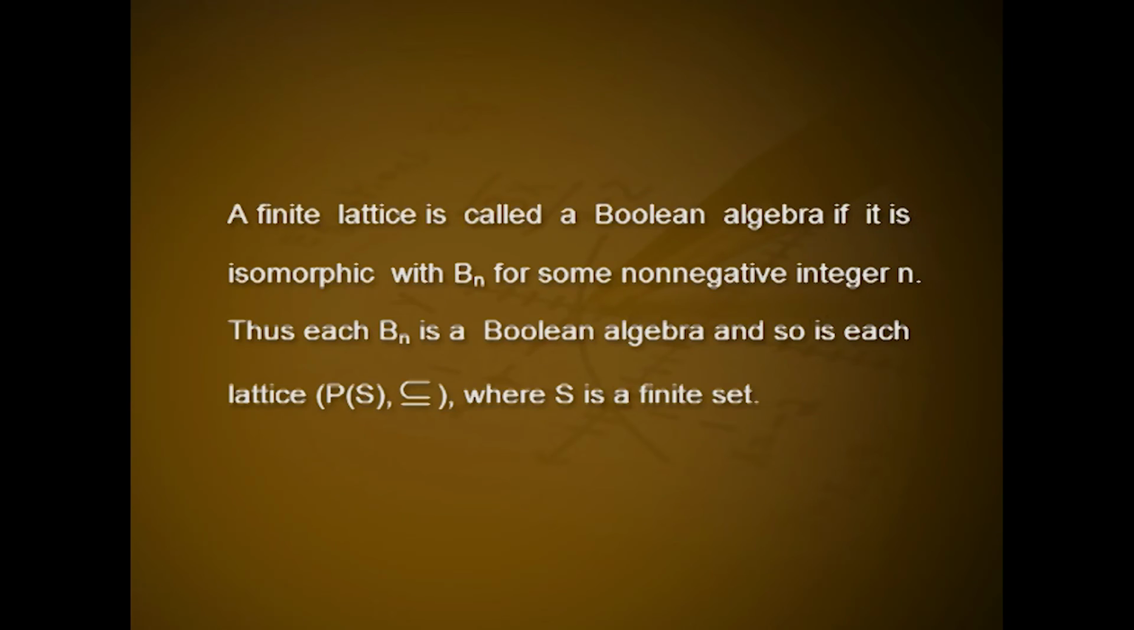Now, let us define Boolean algebra. A finite lattice is called a Boolean algebra if it is isomorphic with Bn for some non-negative integer n. Thus, each Bn is a Boolean algebra and so is each lattice P of S with set containment, where S is a finite set. Now, let us summarize the contents of this session. We have defined a lattice and seen the different properties of a lattice. We have discussed different types of lattices with various examples. Also, we have seen the important theorems in this topic. We have concluded the session by defining Boolean algebra.